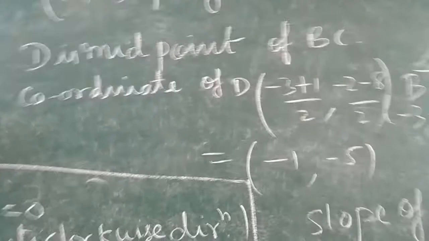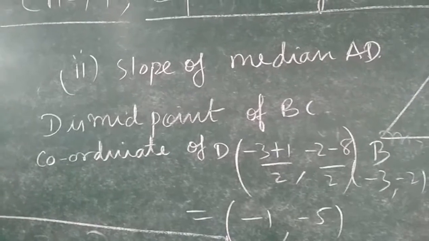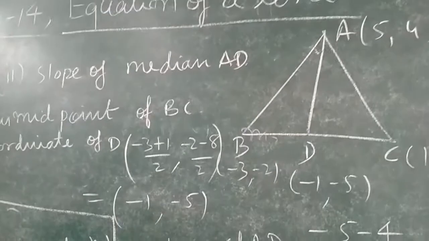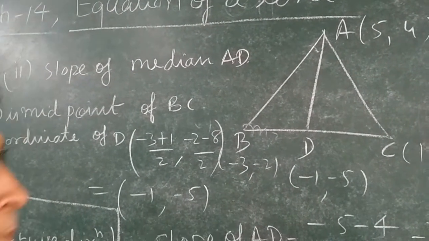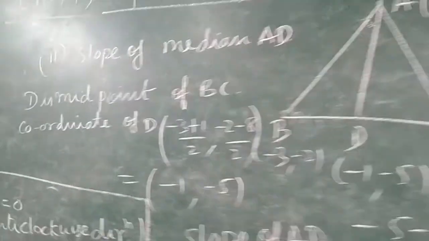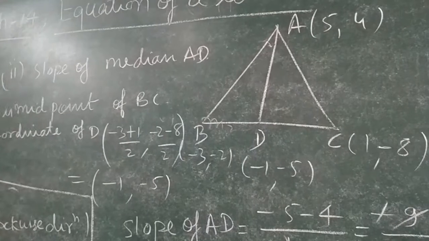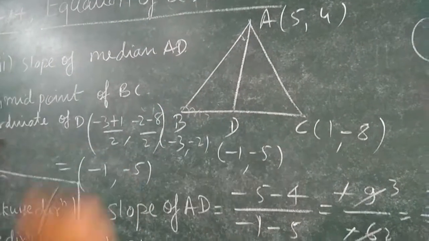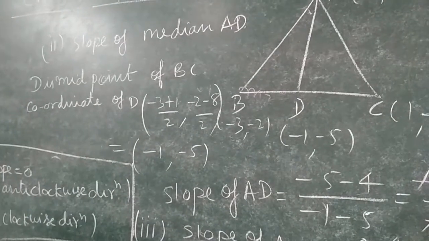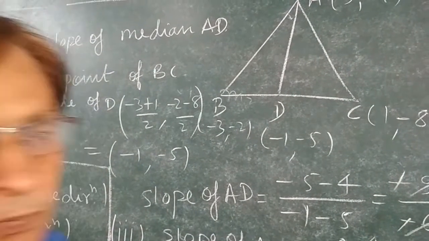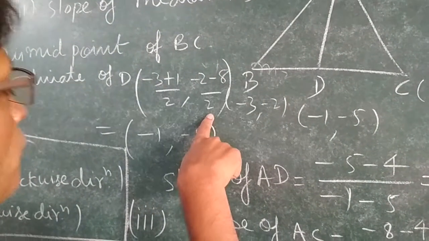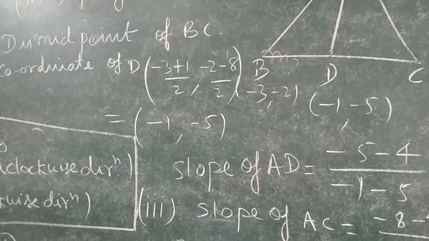Now second part of the same question, slope of median AD. We have to find the slope of median AD. What is the meaning of median? A line which joins the vertex of any triangle to the midpoint of the opposite side. So here in this figure you see that line AD is the median because A is the vertex and D is the midpoint of BC. In a median there is a speciality that it always joins at the midpoint. So we find the coordinates of the midpoint D: (x1 plus x2) upon 2, (y1 plus y2) upon 2. On solving we get minus 1 comma minus 5.